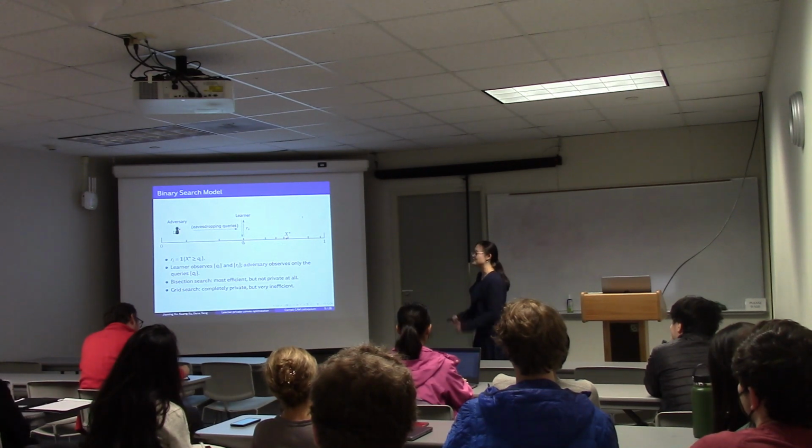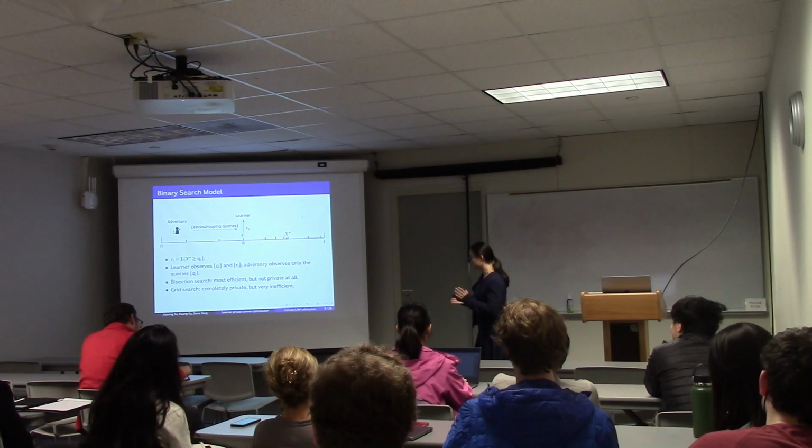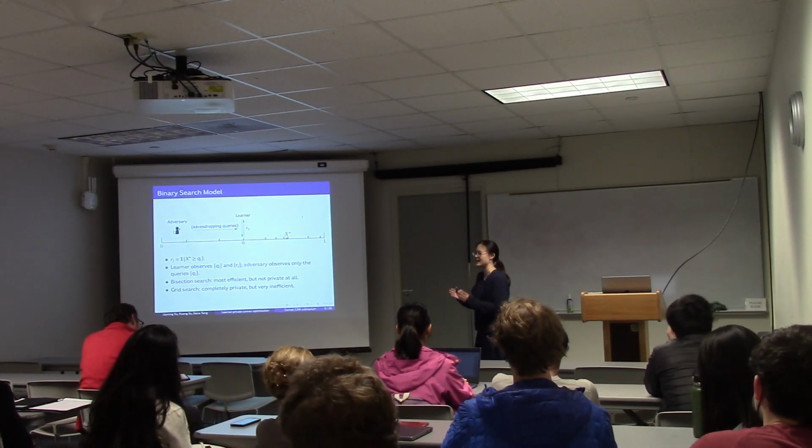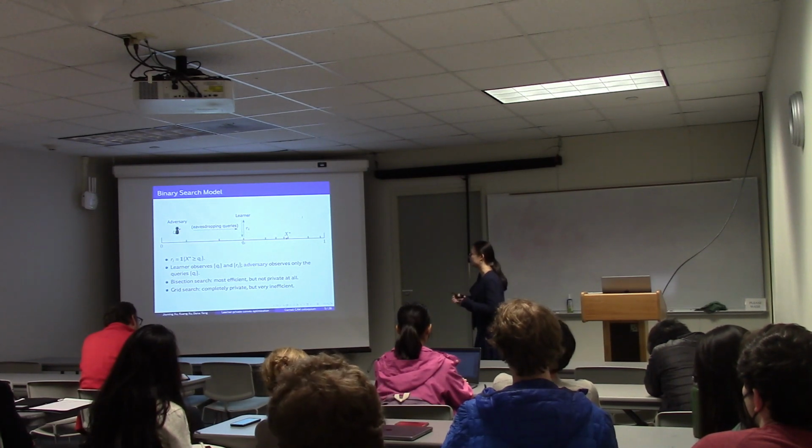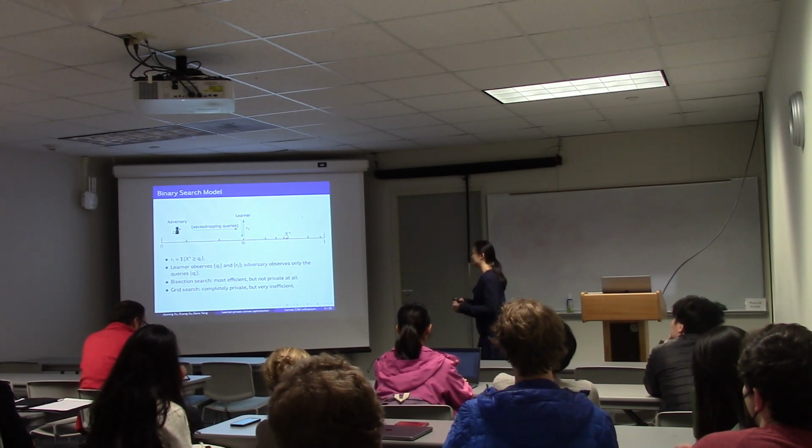So our question is, what's that sweet spot in the middle where we are satisfying our requirements on accuracy, on privacy, and also we want the querying to be as efficient as possible.